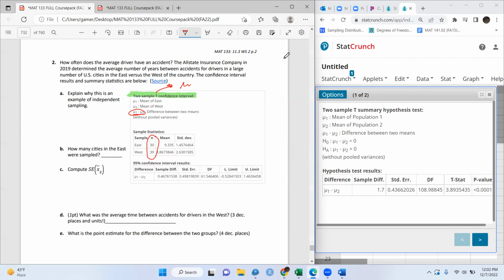Also, I think with the, isn't it mu of D that we use for dependent instead of mu1 minus mu2? Very good point. Yes. That's your other huge clue.